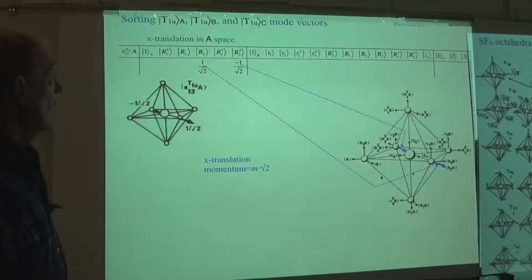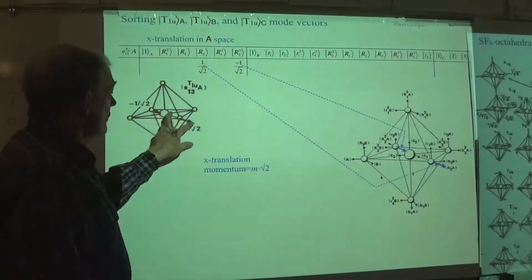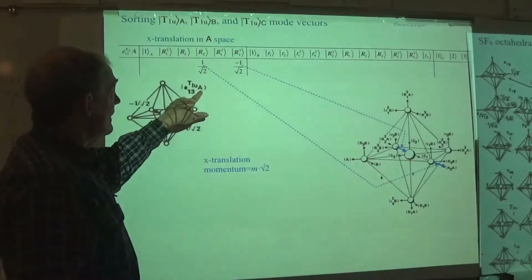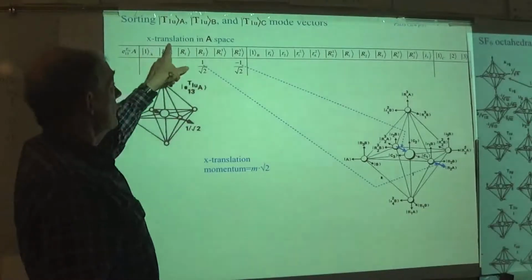Okay? So, let's take a look at the A space. First of all, what's something that translates? That's the good old T1U A. Might be capital A associated with the A space.